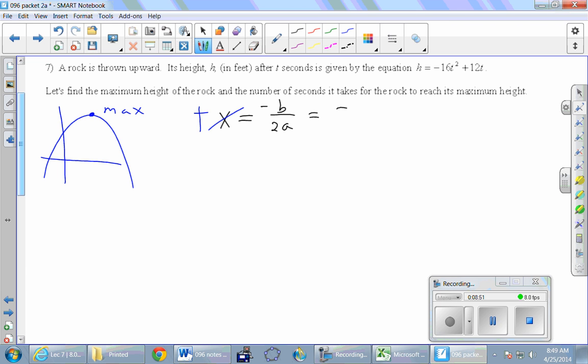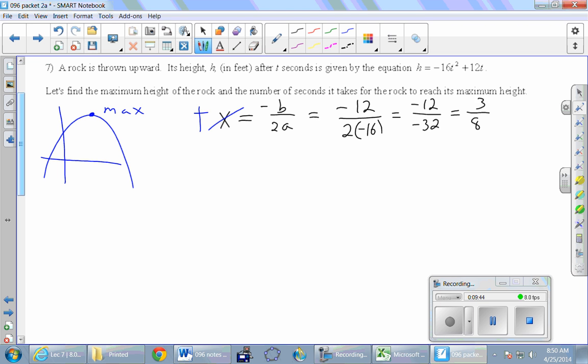Okay, so let's plug in. Negative. How much is our b? 12 divided by 2 times. How much is a? Negative 16 is good. Okay, let's clean this up. So upstairs is negative 12, downstairs negative 32. Ultimately, I think we're just going to go to a decimal anyway, but let's reduce this to make it simpler. I guess 4 goes into both of those numbers. 3/8. Did I do that right?